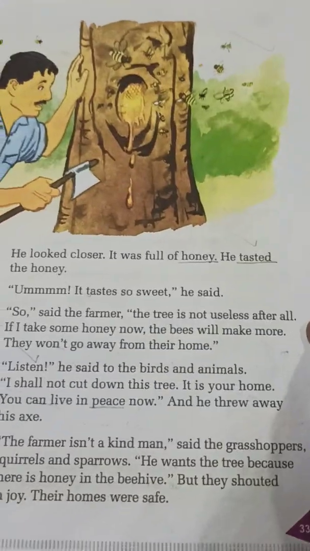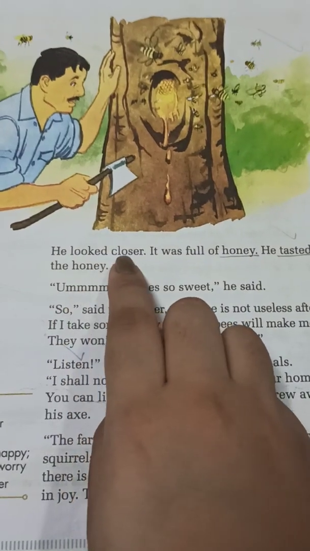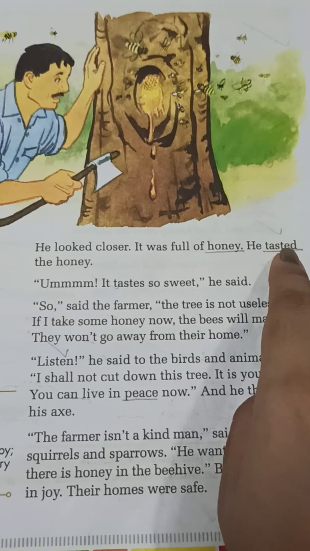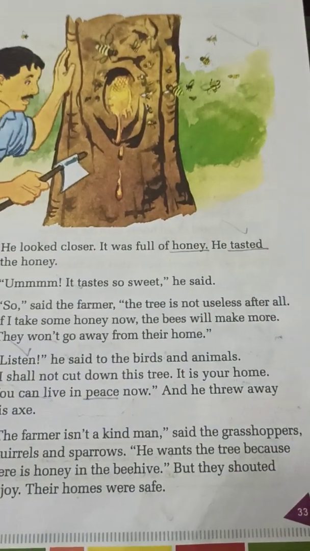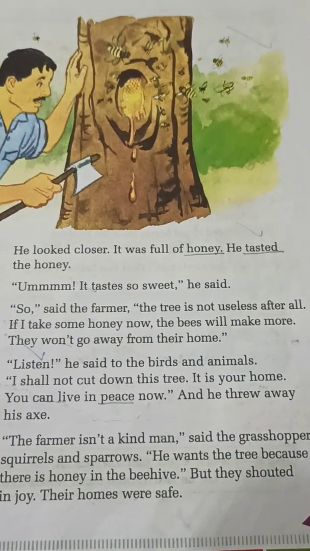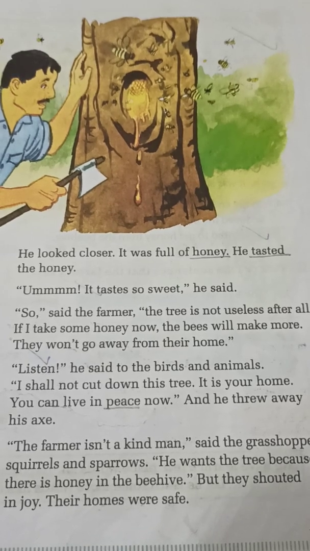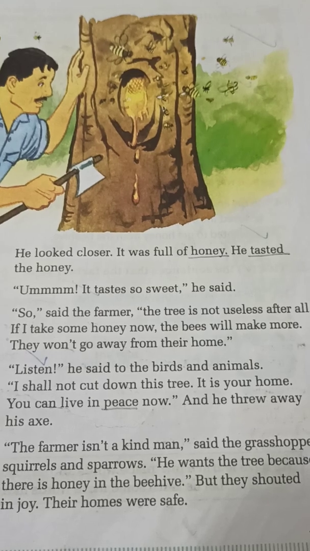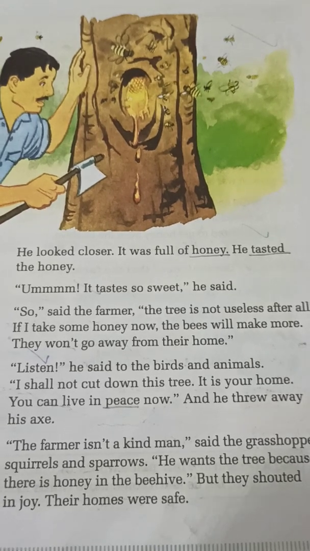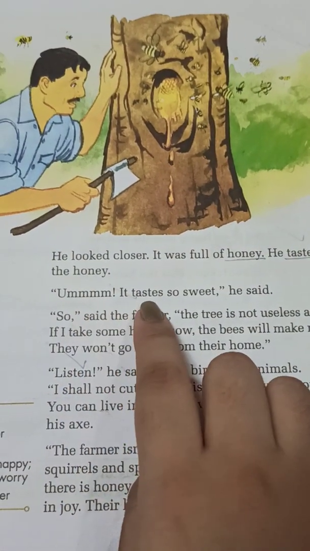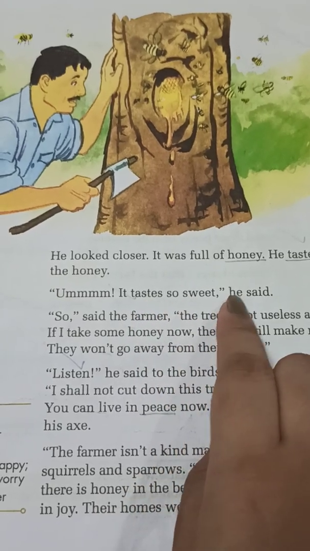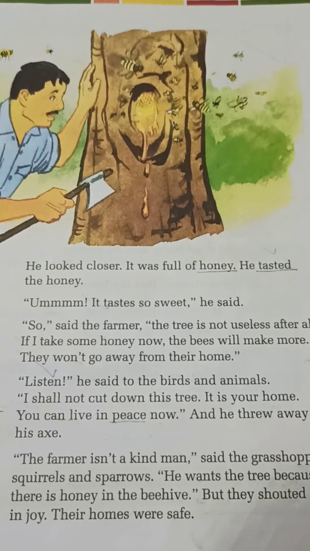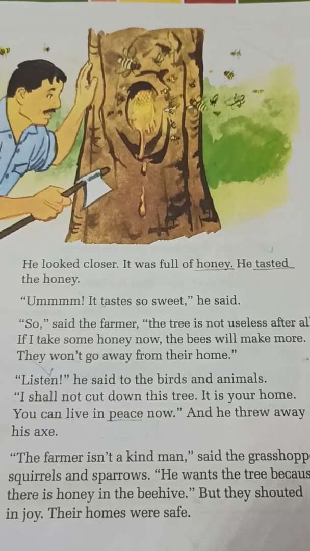So turn to page. He looked closer. It was full of honey. He tasted the honey. Okay, as the farmer looked closer, the beehive was full of honey. He tasted the honey. Okay, so he ate the honey. "It tastes so sweet," he said. So the farmer ate the honey, and the honey tastes very sweet, isn't it?